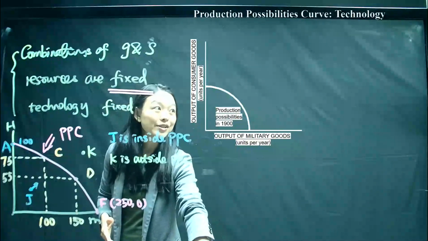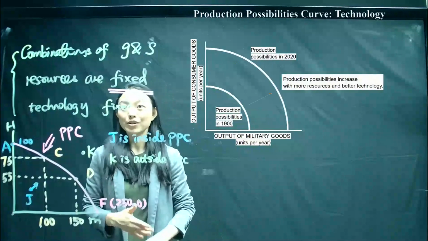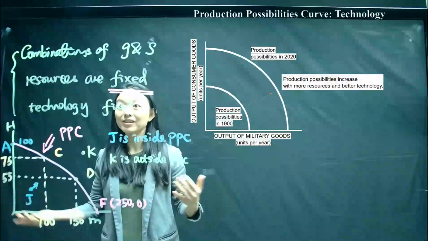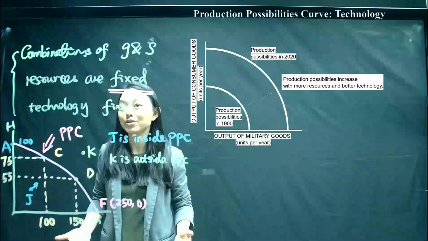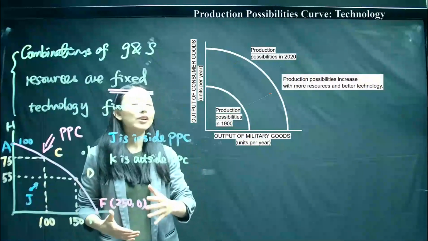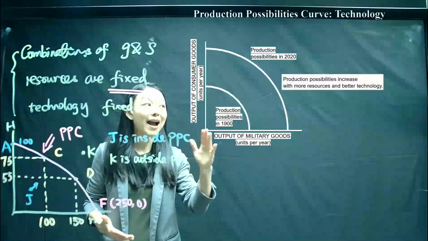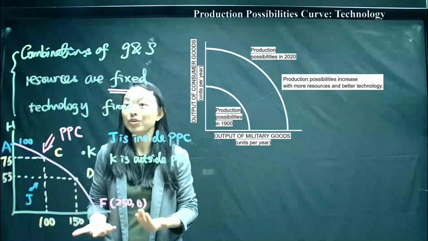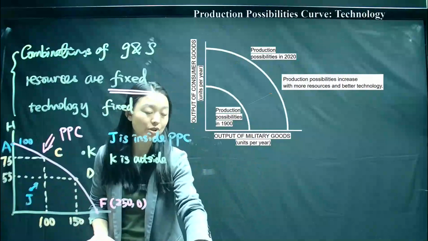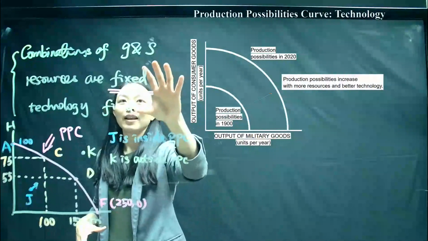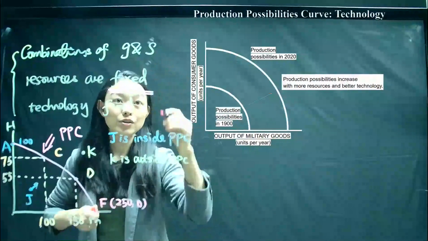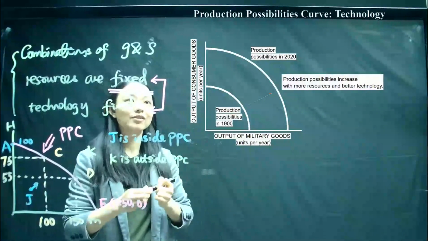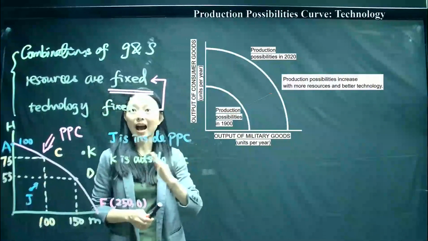What happens after 120 years? We know that after 120 years, we have better technologies and we also have more resources, right? So now the PPC will shift dramatically outwards, right? Once we have more resources and better technology. This is what we say: if these two conditions change, it will shift the PPC outwards.